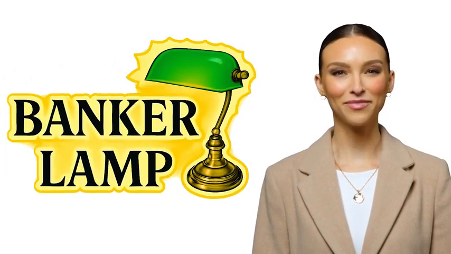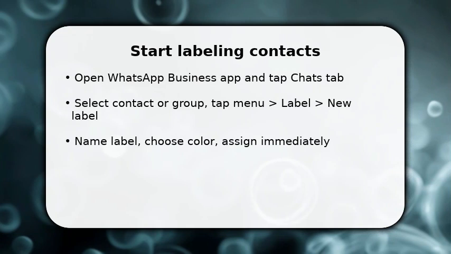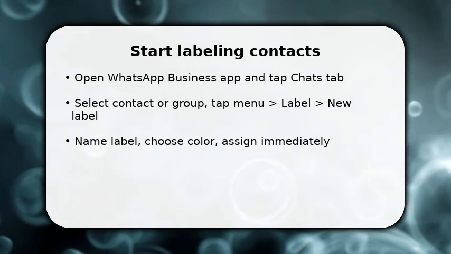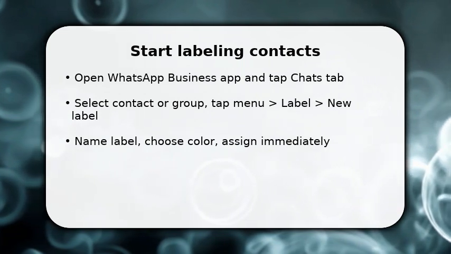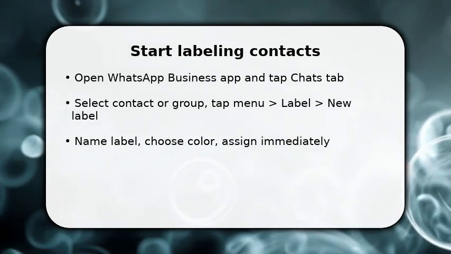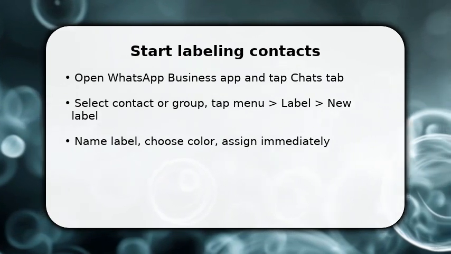Please enjoy the video. You start by opening WhatsApp Business and picking a conversation. This is where labeling begins. Tap the three dots, choose Label, then New Label and give it a clear name. This helps you find messages faster. Use colors for quick scanning.